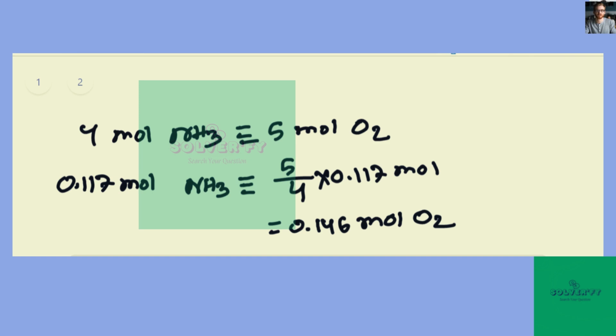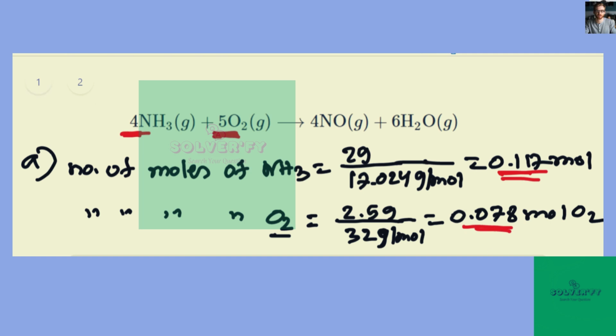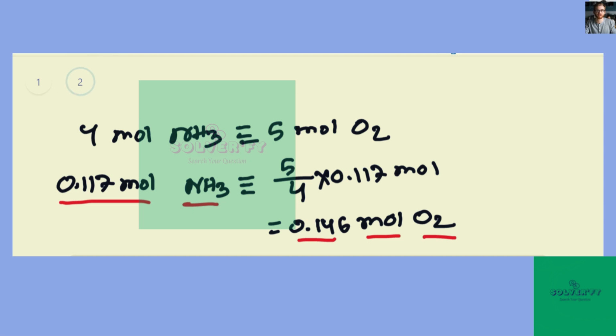So for 0.117 mole ammonia, we need 0.146 mole O2. But here we have only 0.078 mole O2. That means we have less O2 than we require. And as we know, if we have less of a reactant than we require, that is our limiting reactant, and that reactant will be completely consumed in the reaction. That means in this reaction our limiting reactant is O2.